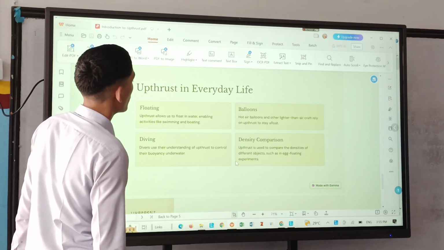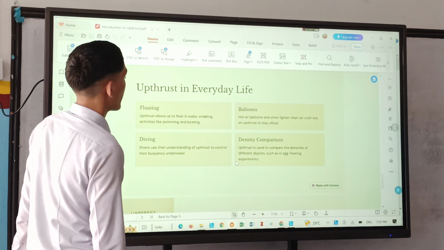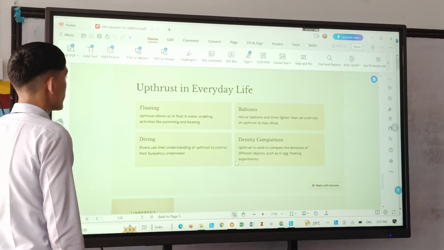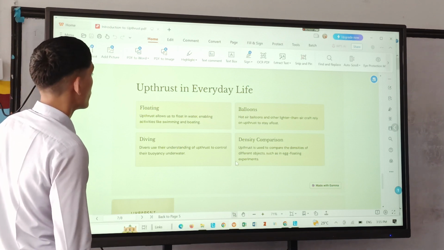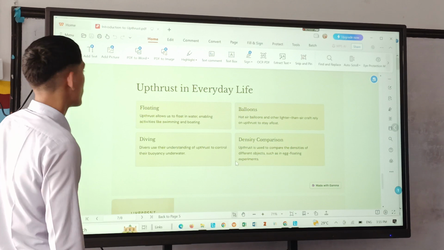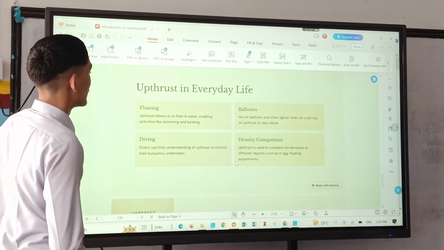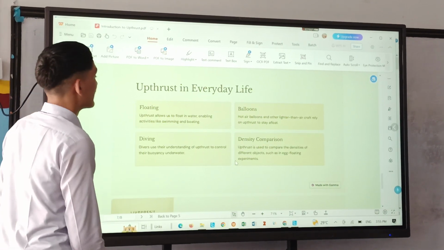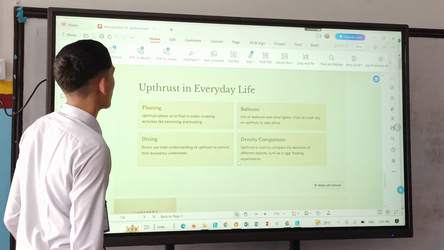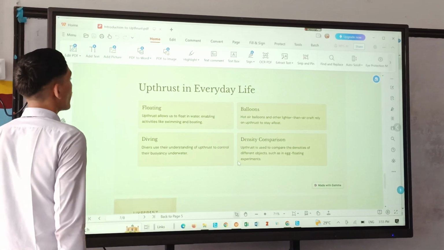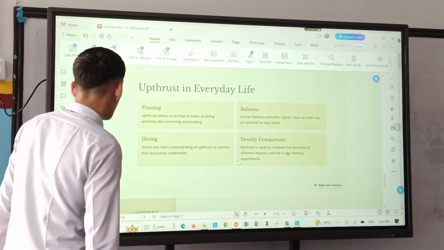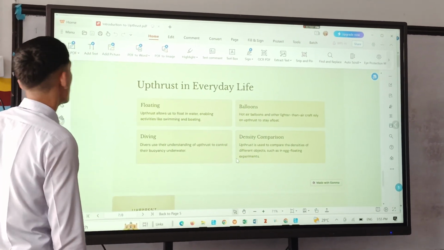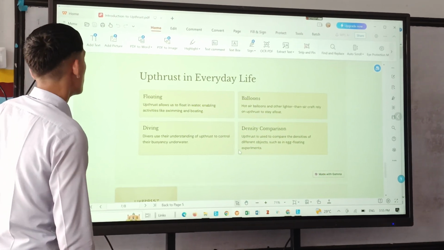Balloons, hot air balloons, and other lighter-than-air aircraft rely on upthrust to stay afloat. Balloons depend on upthrust to float in air. Divers use their understanding of upthrust to control their buoyancy underwater.